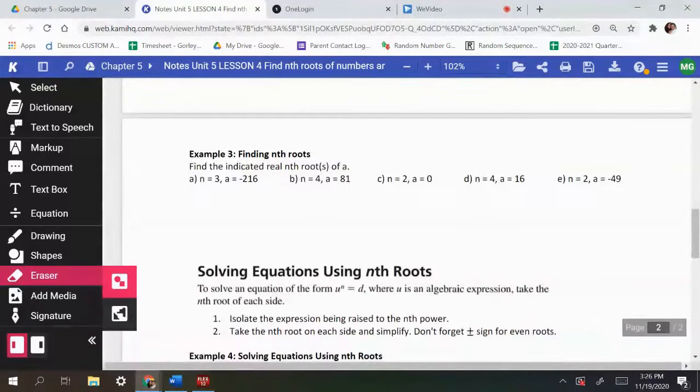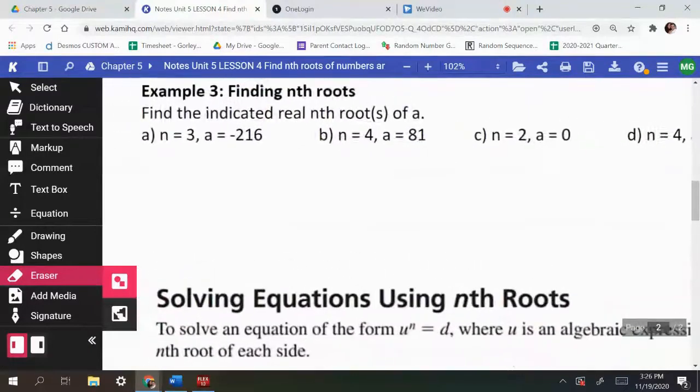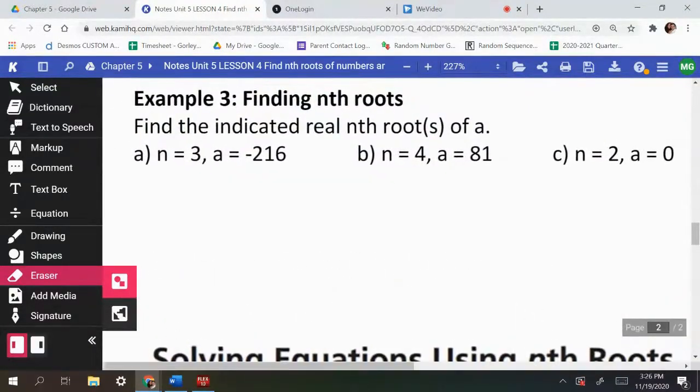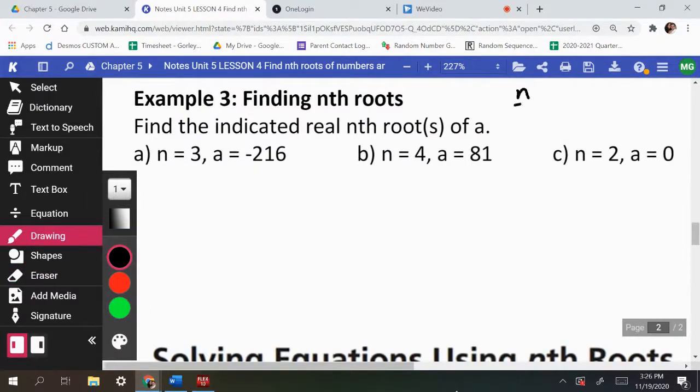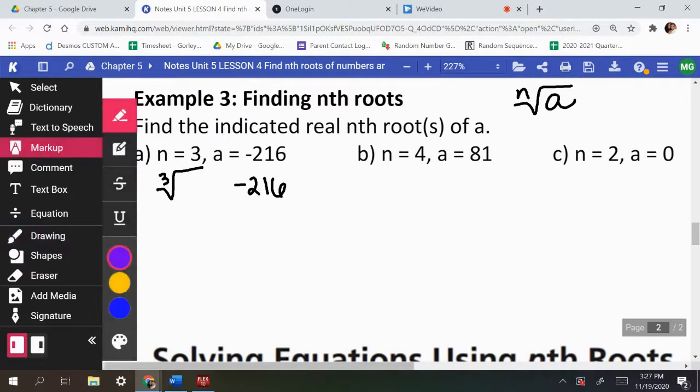So let's go to the next page where we're actually finding the nth roots. We'll start over here. Remember, we're thinking about the nth root of a. In this case, n is 3, so we're thinking of a cube root, and we've got -216.